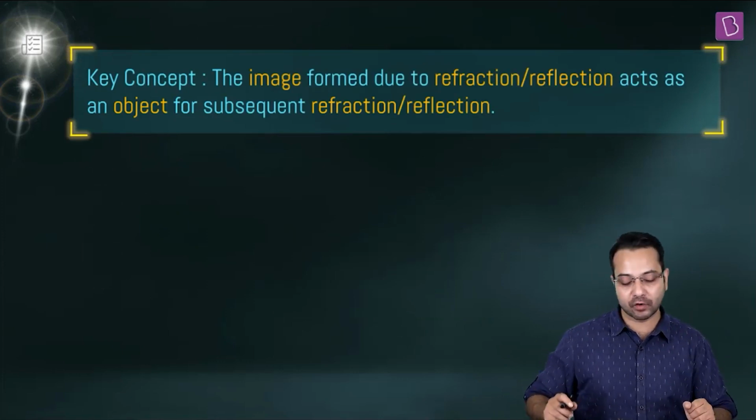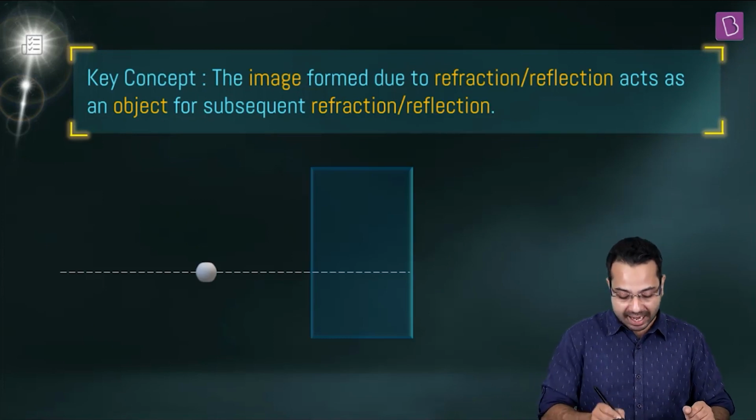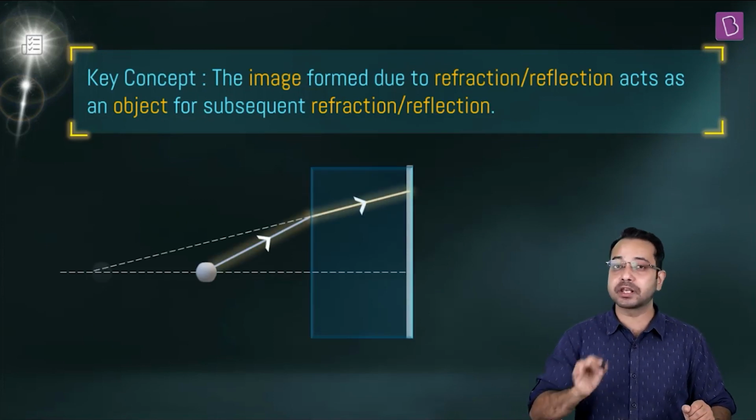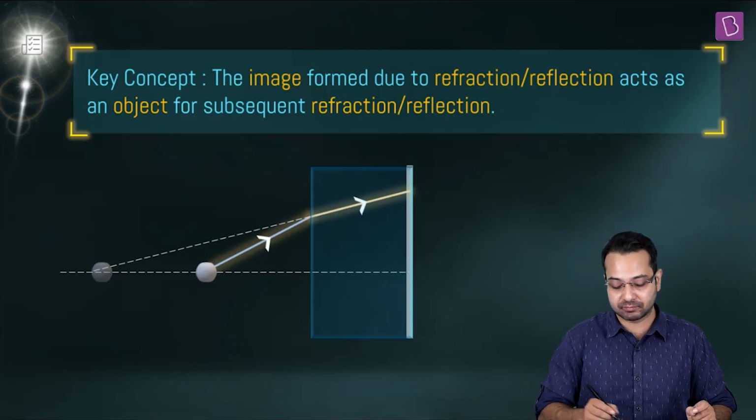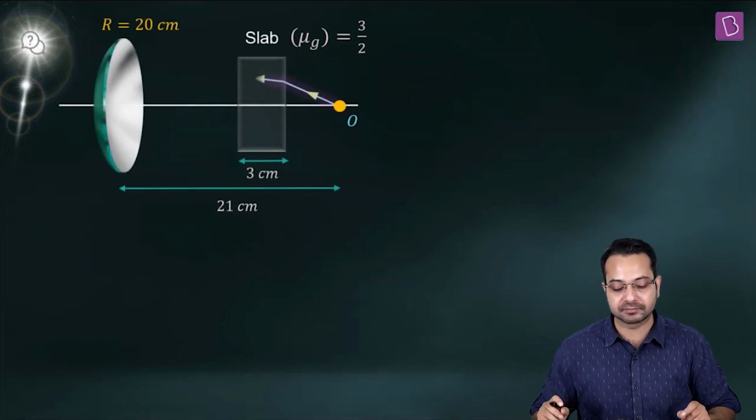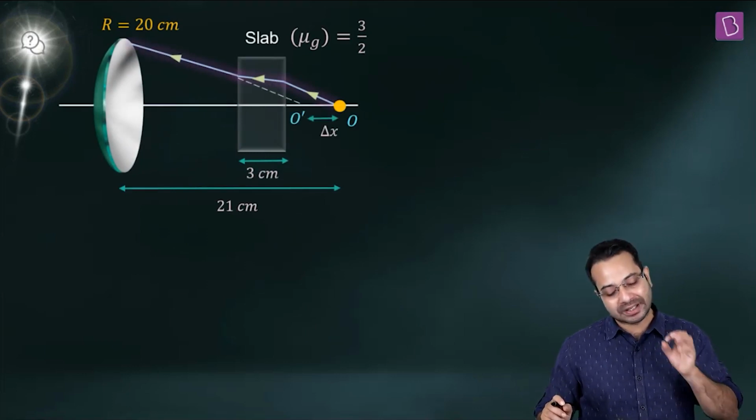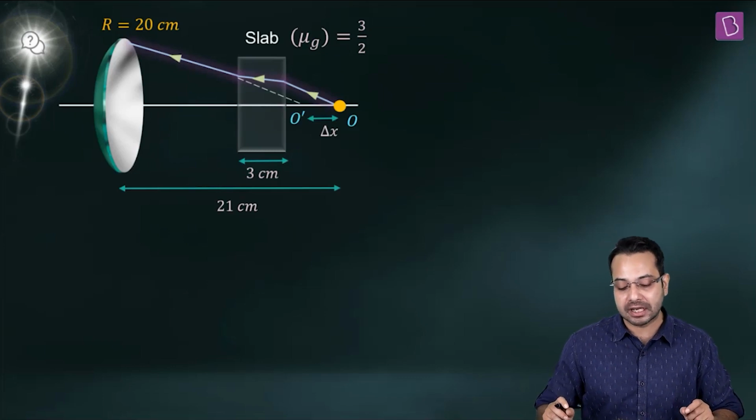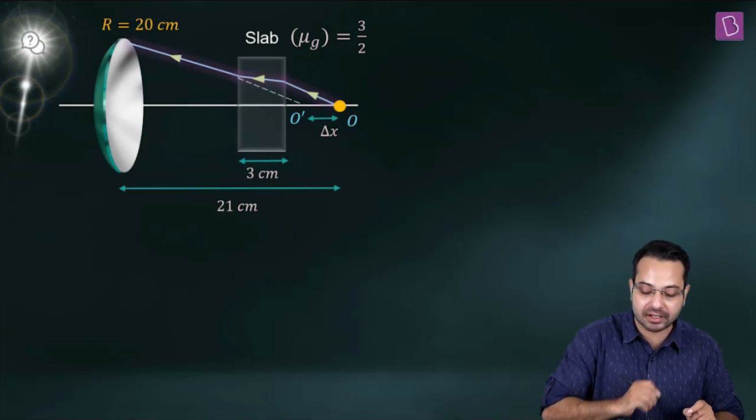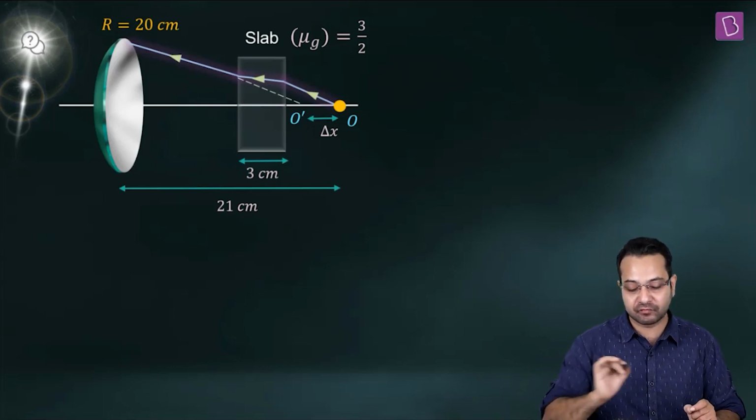So the key concept involved here is that the image formed due to refraction or reflection acts as an object for subsequent refraction or reflection. Okay, what does it mean? First, let's understand how the light is going to travel. First, the light is going to travel through the slab. So an image would be formed due to refraction, and we are calling that O prime. Is that correct? Okay, now that is going to act as an object for the mirror.